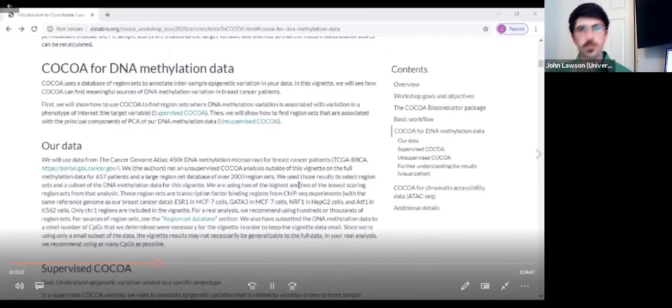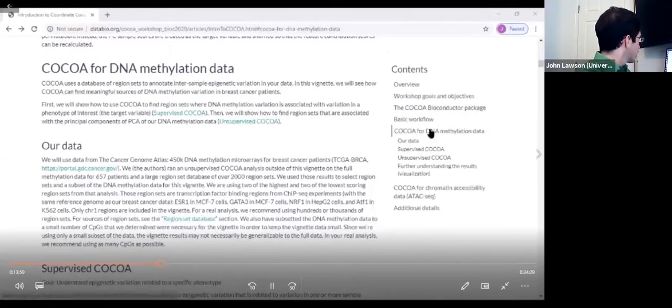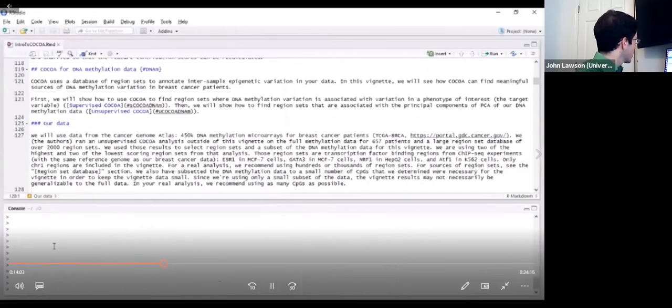All right, so now that we've given you an overview of COCO, we can jump into the vignette. You have access to this vignette on the web. We're going to skip the first 4 sections since we basically covered that in the presentation. Feel free to review that later. But if you click on COCO for DNA methylation data, that's where we're going to start. I'll be doing it in the console, so I can do it with you. So I'm going to switch over to RStudio now.